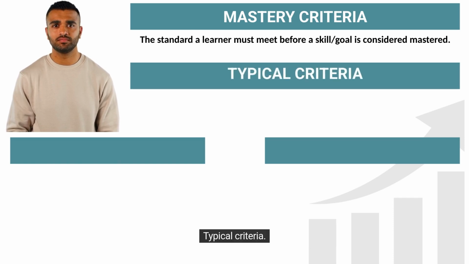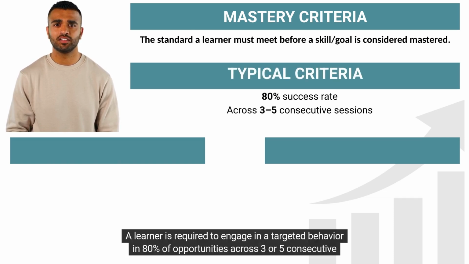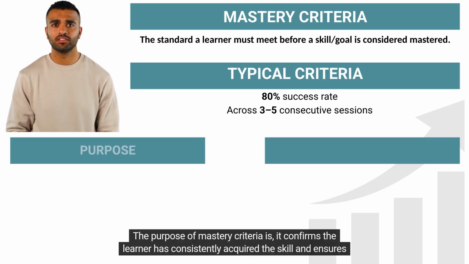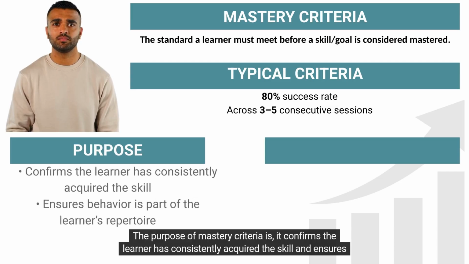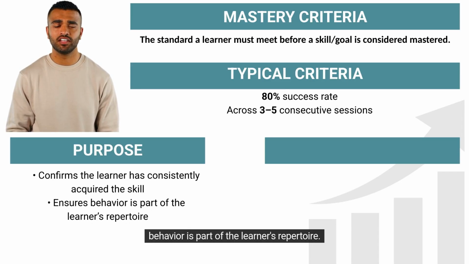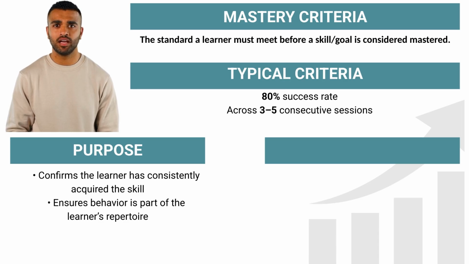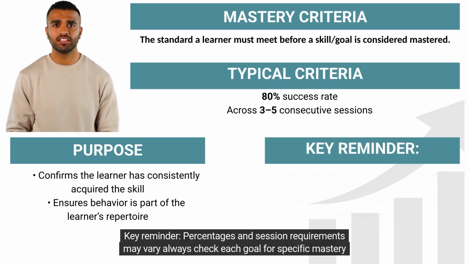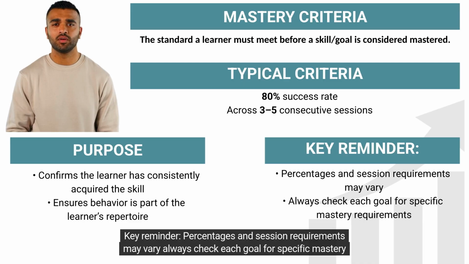Typical criteria: a learner is required to engage in a targeted behavior in 80% of opportunities across 3 or 5 consecutive sessions. The purpose of mastery criteria is it confirms the learner has consistently acquired the skill and ensures behavior is part of the learner's repertoire. Key reminder, percentages and session requirements may vary. Always check each goal for specific mastery requirements.